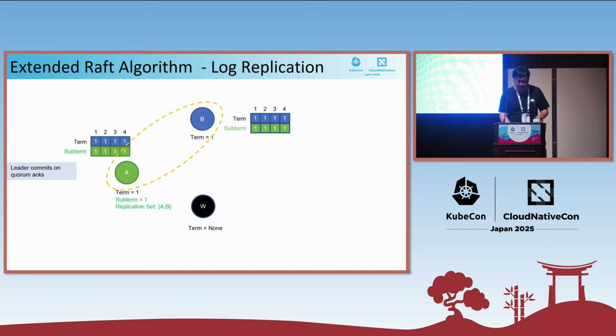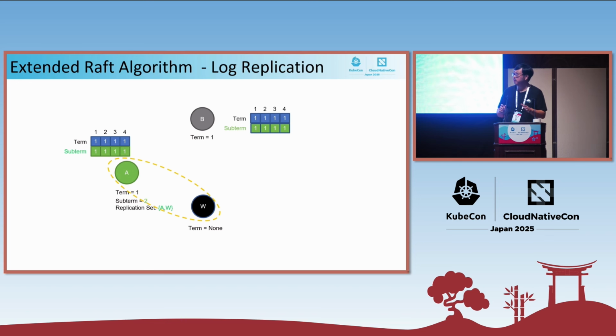Now, things get a little bit different if a follower node goes down. Now, the leader will know that, and will exclude this broken node from the replication set, and add the witness into it. Now, the replication set changed from AB to AW, and also the subterm number is bumped up because it is uniquely identified as a replication set.